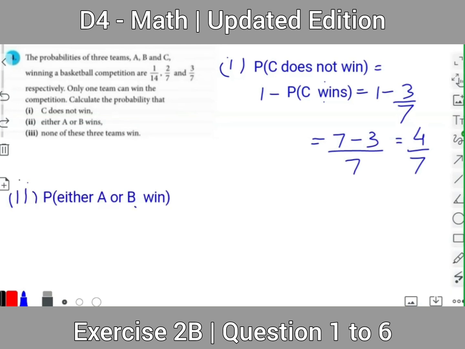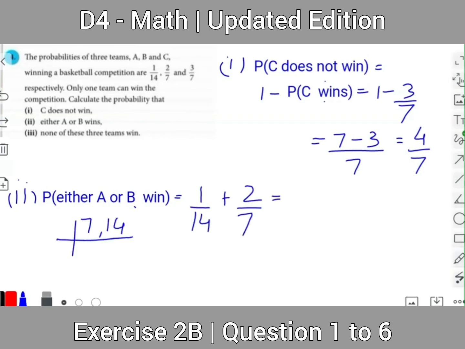Now, in part 2, we have to find out the probability that either A or B wins. For this, we will apply the addition law of probability, because the events of winning of team A and winning of team B are mutually exclusive. So we will add up the probabilities of the winning of team A or team B. Those are 1 over 14 plus 2 over 7.